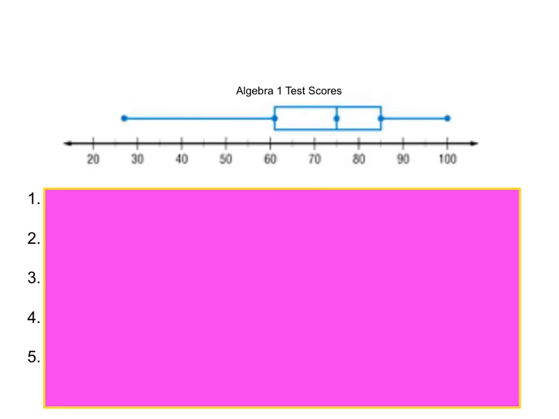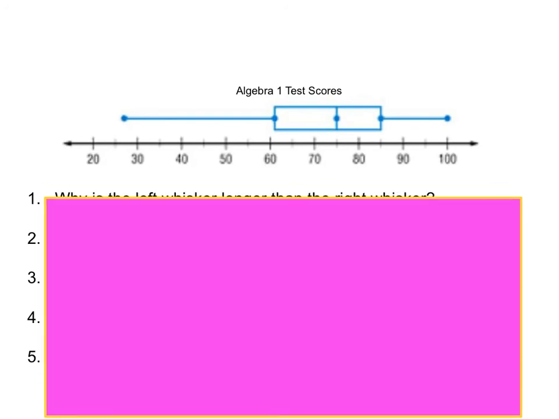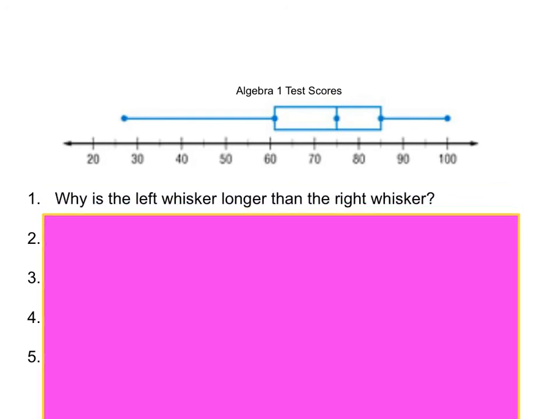Let's analyze this box and whisker plot showing Algebra 1 test scores. So maybe this is a class of 20 students. That would mean that there are 5 kids on each part of this box and whisker plot if we split it up equally 4 ways. All right, so my first question here is, why is the left whisker longer than the right?